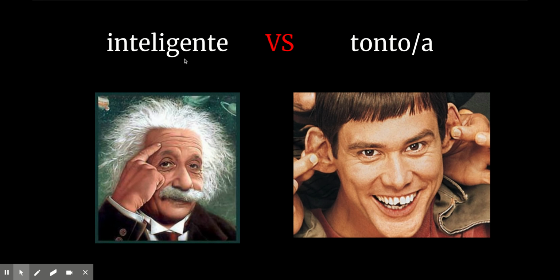Up next, we have Albert Einstein and Dumb and Dumber. Inteligente, chicos, inteligente. Obviously is a cognate, right? Looks exactly like the word intelligent. Yes, it means smart or intelligent. Versus tonto or tonta. It can mean silly. It can mean foolish. Some people say stupid. There is a different word for stupid though, okay? But silly or foolish, just kind of like a goof, okay? Tonto or tonta, silly, foolish, goof. You could say stupid, but I would go with silly, okay? Versus inteligente, smart or intelligent.